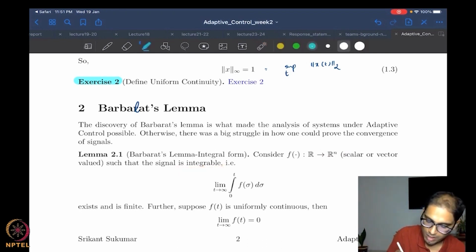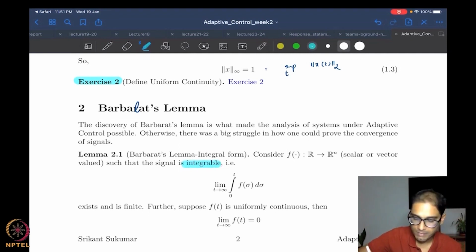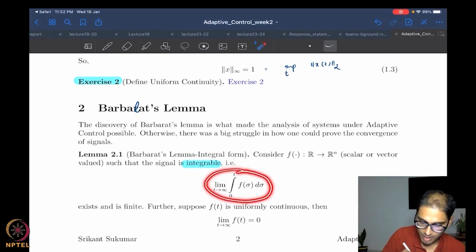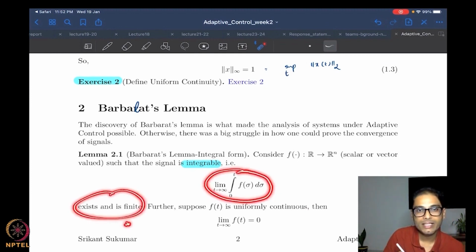So what does it mean for a signal to be integrable? It means that the limit as t going to infinity of the integral from 0 to t of f(sigma) d sigma exists and is finite. So this is what it means for a function to be integrable. So somehow there's a definition inside the lemma, and the definition says that a function is integrable if the limit as t goes to infinity of the integral from 0 to t of f(sigma) d sigma exists and is finite.